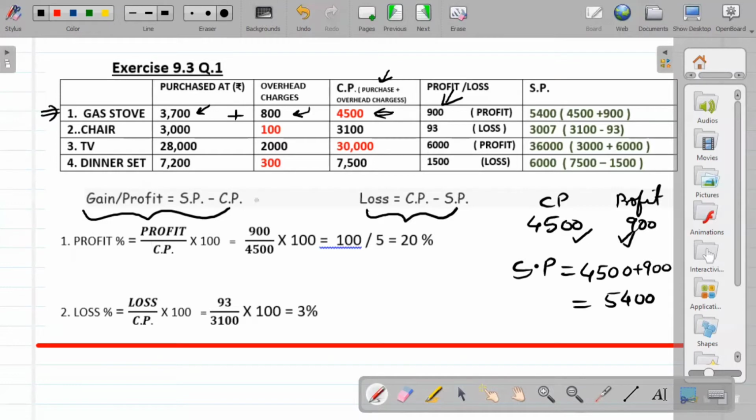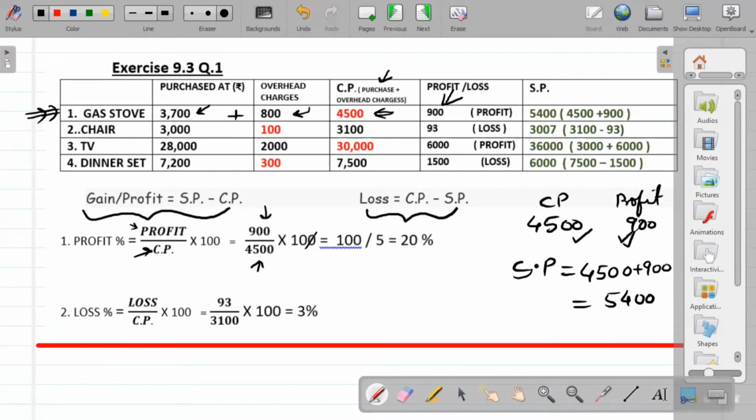Now, if we have to find the profit percent, in the first example I had a profit of 900, but how much is my profit percent? We have a formula: profit upon cost price multiplied by 100, which is equal to 900, my profit, upon 4500, my cost price, multiplied by 100.